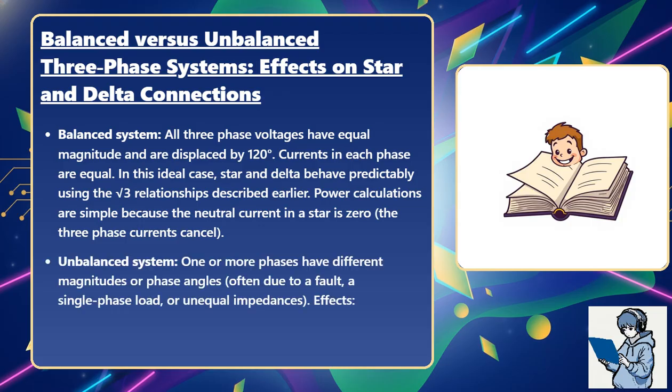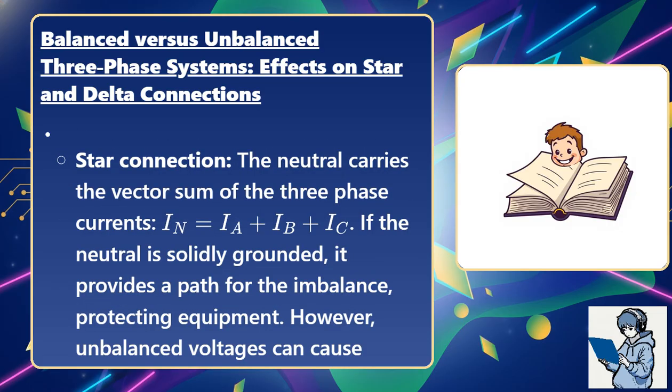Unbalanced system. One or more phases have different magnitudes or phase angles, often due to a fault, a single-phase load, or unequal impedances. Effects. Star connection. The neutral carries the vector sum of the three-phase currents. I sub n equals I sub a plus I sub b plus I sub c if the neutral is solidly grounded. It provides a path for the imbalance, protecting equipment. However, unbalanced voltages can cause voltage sag on the weaker phases.